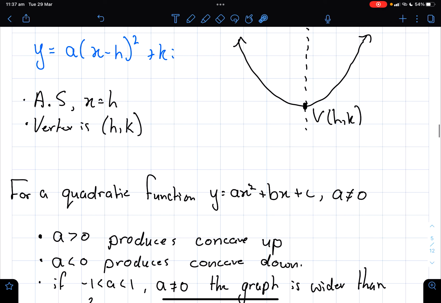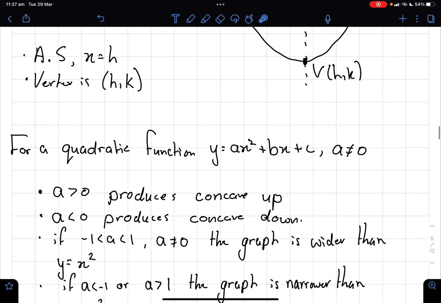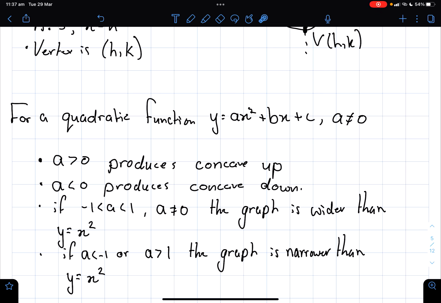If a is a positive or a negative fraction, all right, a cannot equal 0, the graph gets wider than our original function y equals x squared. So if we're having a look at x squared, if we have a function, say a half x squared, then it would look something more spread out like that, okay? If a is less than -1 or a is greater than 1, then the graph will be narrower than y equals x squared, okay? So it has the opposite effect.